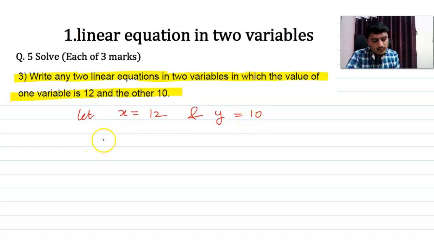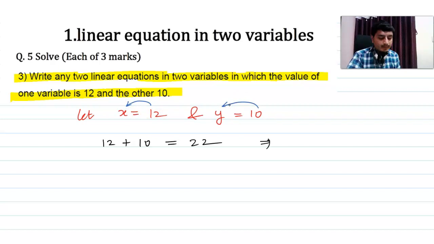Now 12 plus 10 is equal to 22. Now we replace 12 by its variable x and 10 by its variable y, so that we are getting x plus y equals 22, be the linear equation in two variables.